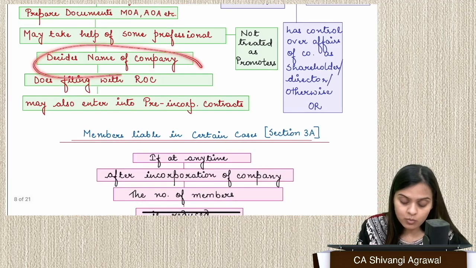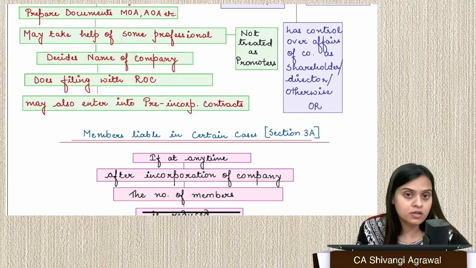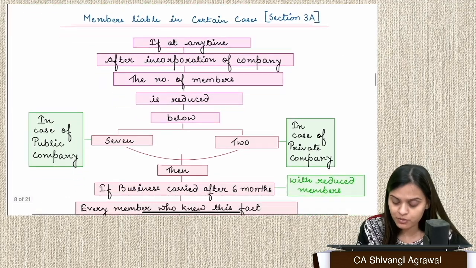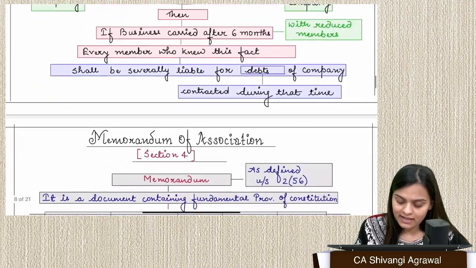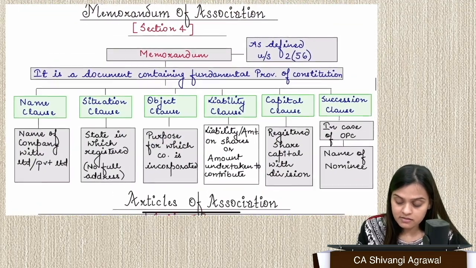You initially decide what the name of the company should be. You do that filing with ROC. You may also enter into pre-incorporation contracts. We don't have to read them in much detail. Now, I'll come back to section 3A later.